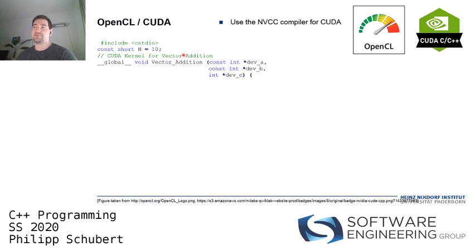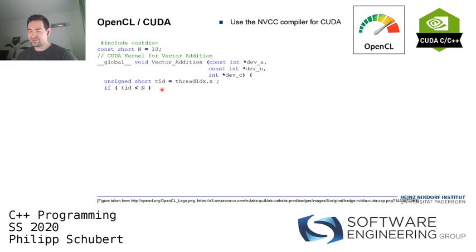And here, what is vector addition? We give it two vectors, A and B, and here I prefixed A and B with dev for device, because this stuff should happen on a device, on a graphics card. So we have two input vectors, dev_A and dev_B, and the sum should be stored in dev_C. And then we just do vector addition.